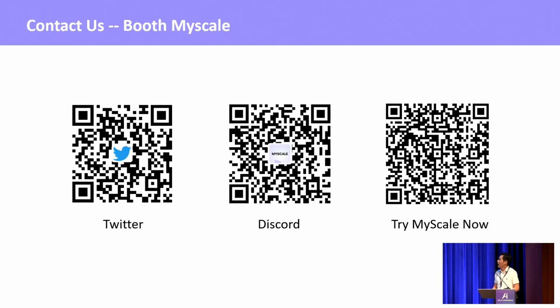In conclusion, MyScale allows users to run vector search with SQL, and it proves that a relational database can match and outperform the performance of specialized vector databases while retaining all the benefits of SQL. And also, there's huge room for improvement.